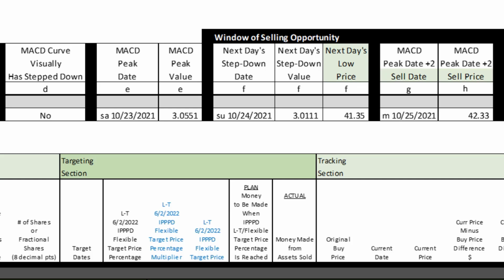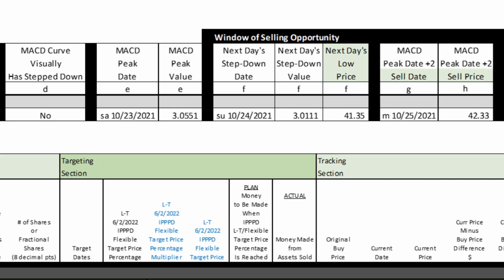Enter the step down date and the MACD value of that day, Sunday, October 24th, and 3.011. The step down MACD value is less than the MACD peak value. Enter the low price for the day, $41.35. Go back to the column with the header E.